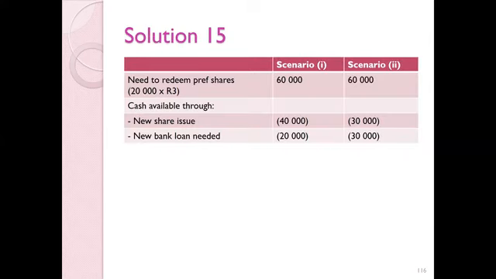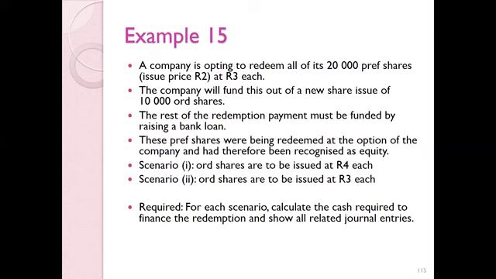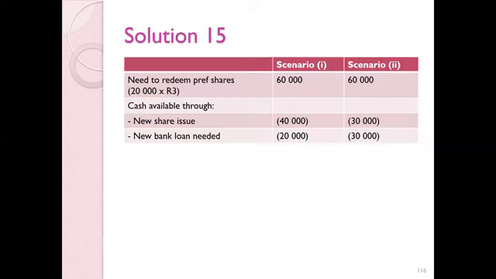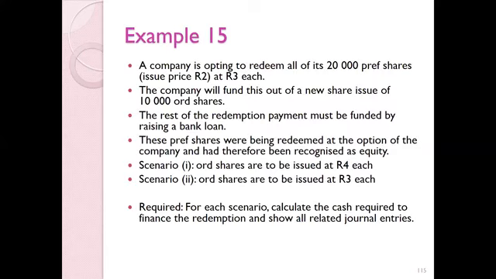Okay, so we look at the first scenario. Well, actually in both scenarios, how much money do we need in order to redeem those preference shares? So it was 20,000 preference shares and they're going to be redeemed at 3 Rand each. That then means we need 60,000 Rand. And so now we know what we need. Now what's important is how are we going to get there? So they told us that they're going to fund it out of a new share issue of 10,000 ordinary shares. In scenario 1, those 10,000 ordinary shares are going to be issued at 4 Rand each. And with scenario 2, they're going to be issued at 3 Rand each.